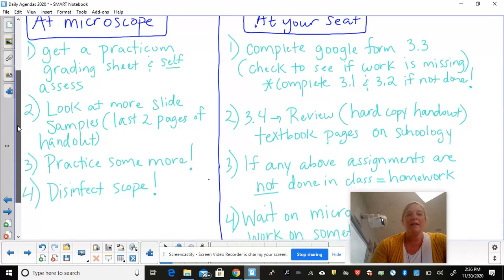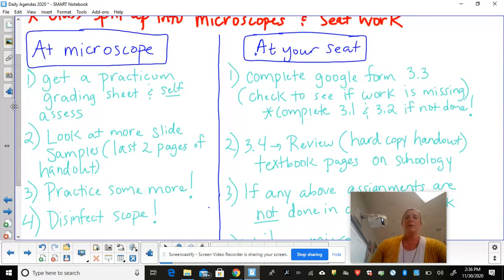And hopefully you'll take your time, especially at the microscope, and make sure that you know how to use it properly, that you get as many of those slides done as you can, that you disinfect the microscope. All of those things are going to be really important, okay? And I'll probably print this out or post this on Schoology as a PDF, sort of the directions for the day. So you can pull this up if you need to refer to this after this video. What am I supposed to be doing at the microscope? What am I supposed to be doing at my seat?